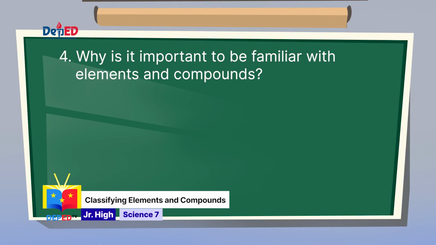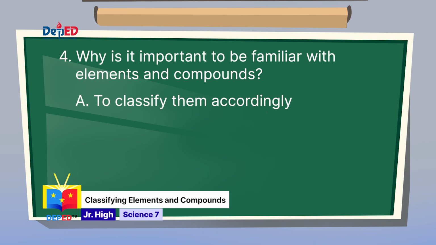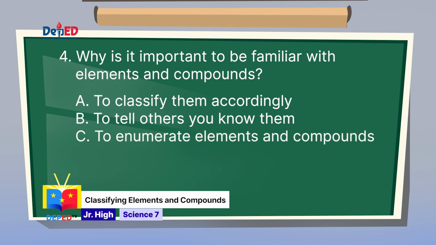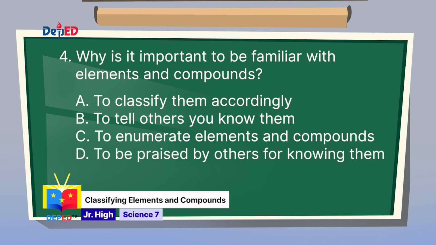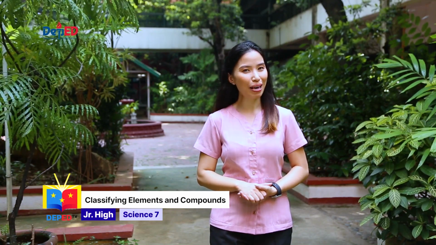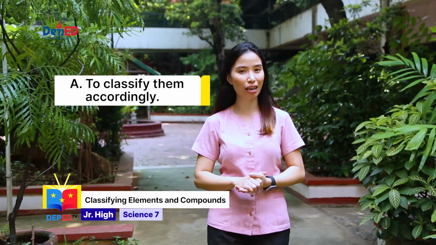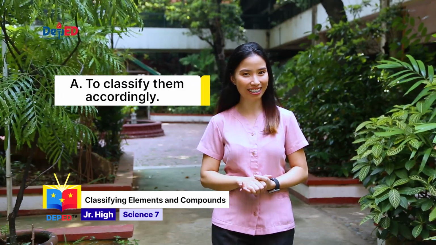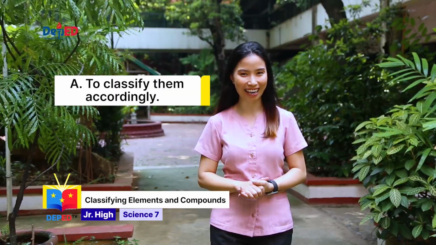Number 4. Why is it important to be familiar with elements and compounds? A. To classify them accordingly. B. To tell others you know them. C. To enumerate elements and compounds. D. To be praised by others for knowing them. Being familiar with elements and compounds may help you classify them accordingly. And among the choices, the best answer is letter A.